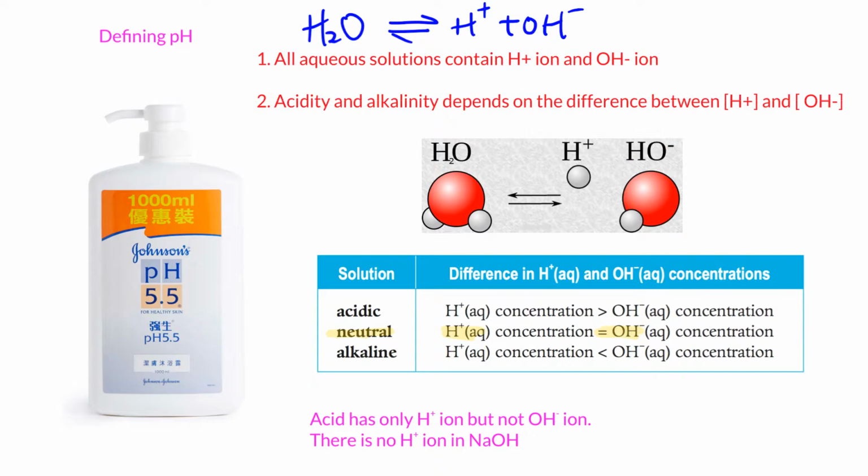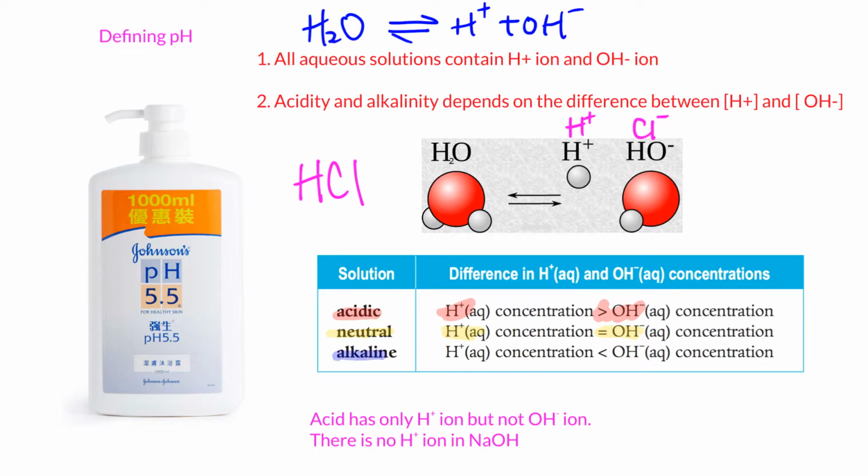But imagine if I add HCl into this water. HCl will be ionized into H plus and Cl minus. At this moment, you will find that H plus will be more than the OH minus. If you have H plus concentration more than the OH minus, you are acidic. Get it? If you have H plus ion more than OH minus, that will be acidic.